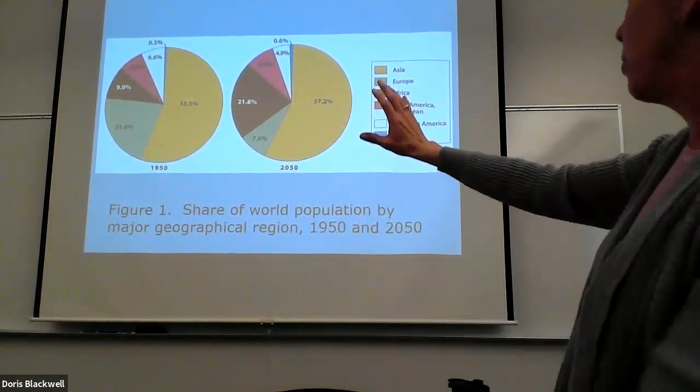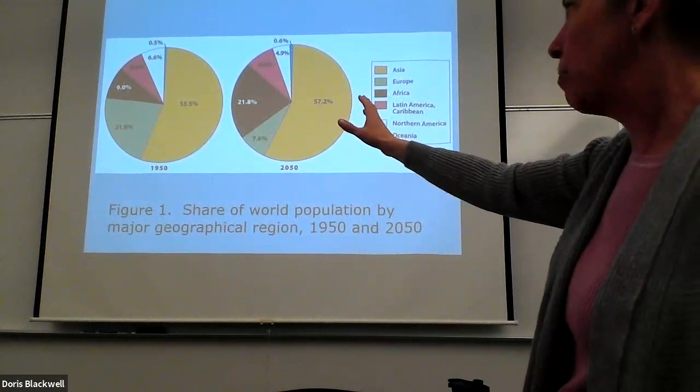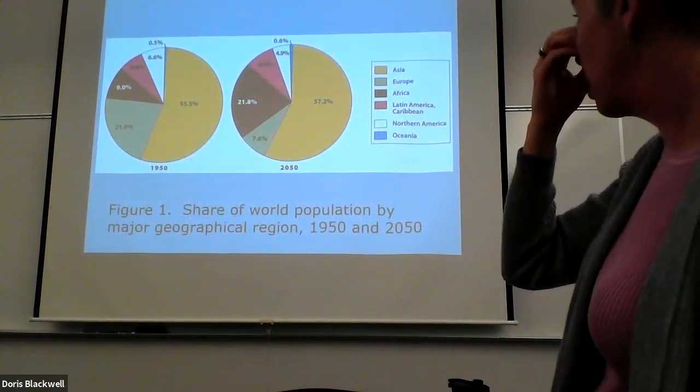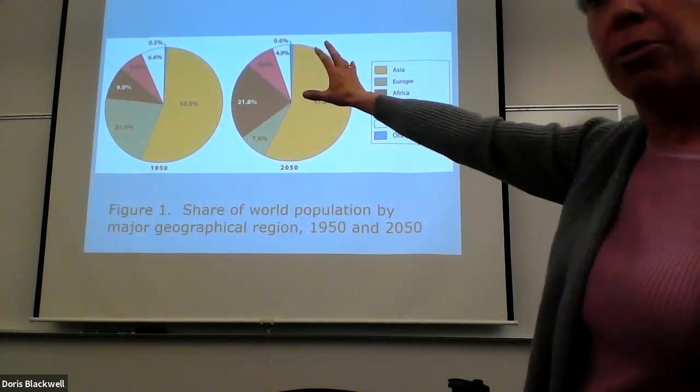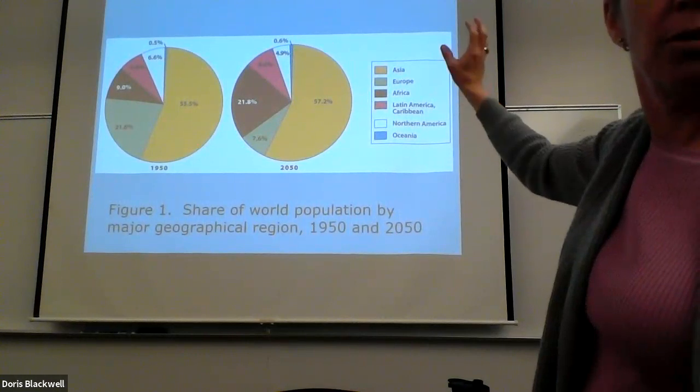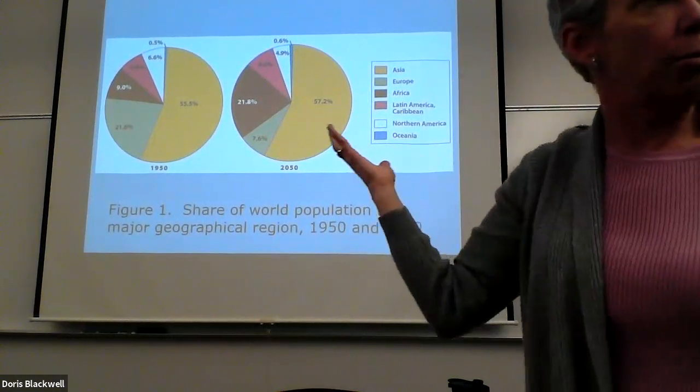In 1950, we had Europe representing 21% of the population projected, and in 2050, only 7% of the population, where Africa was only 9% of the population, is projected to be 22% of the population. Right? Those two things flip. So that's interesting. So we might want to show that as a pie chart.